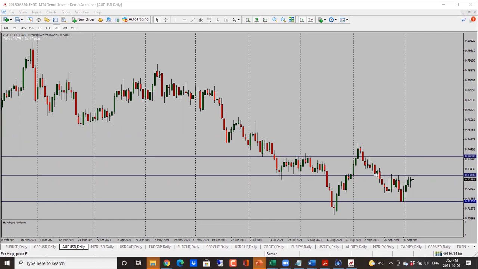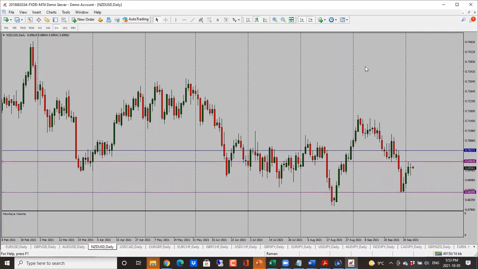However, because we are right into this resistance here, we have to keep an eye on 0.7310. If it holds below, we are looking for a move back down again. And this will be our range bound move. So neutral bias here for Aussie dollar for the time being.